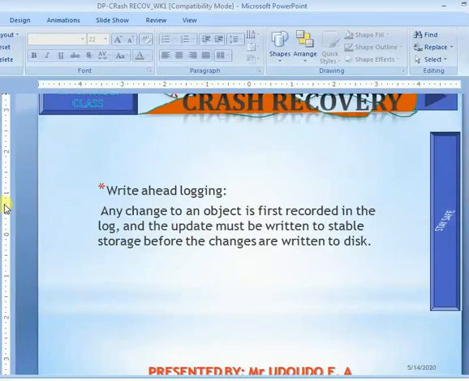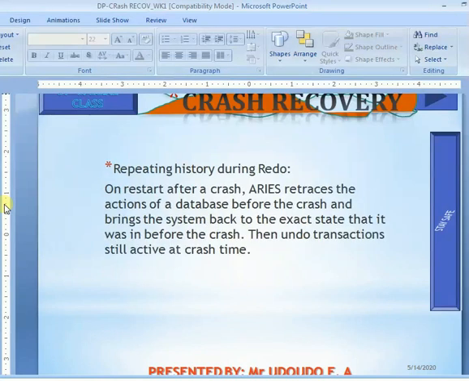So what about write-ahead logging? I made mention of this earlier. It is to make sure that any change to an object is first recorded in the log. Everything you are doing, anything you are adding, is added to the log. And then that object is written to the stable storage before the changes are finally written to the disk. When I say stable storage, I will be talking about it soon. But let's push ahead.